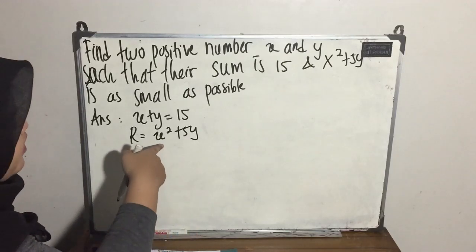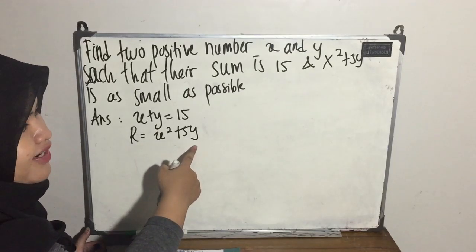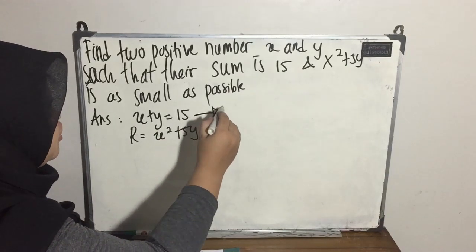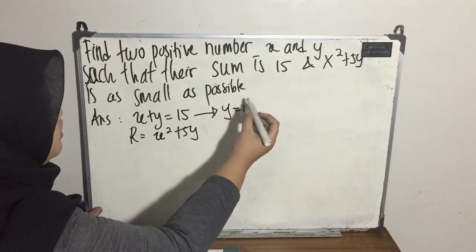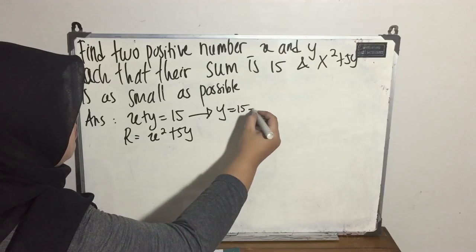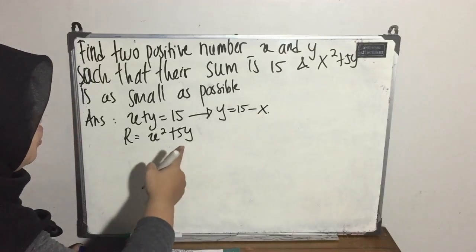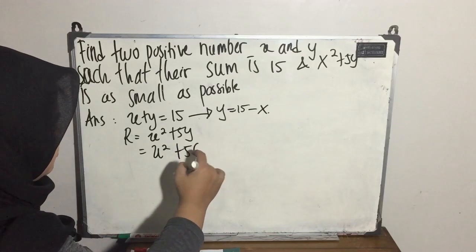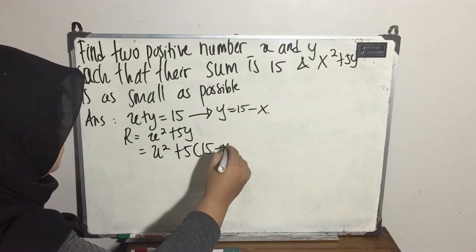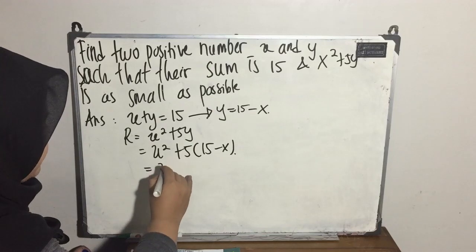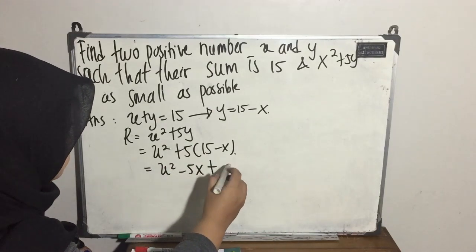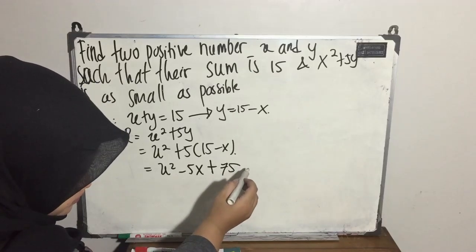So there is a variable x and this is variable y. So you can substitute from here. This one will be y equal to 15 minus x. Substitute from here: x squared plus 5 times (15 minus x). So it will be x squared minus 5x plus 75.